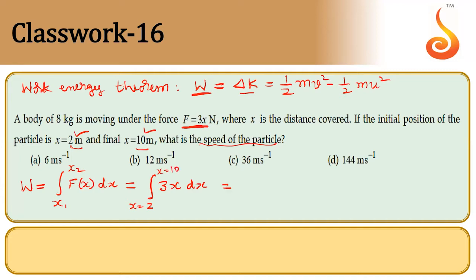Now integrate this: 3x square by 2 from 2 to 10. That will be 3 by 2, you can take it out, times 10 square is 100 minus 4. That will be 96. So 48 into 3, that is 144 joule. That should be 144 joule.